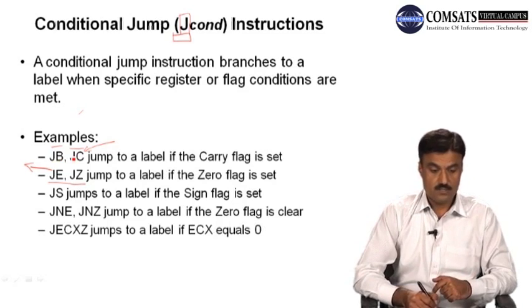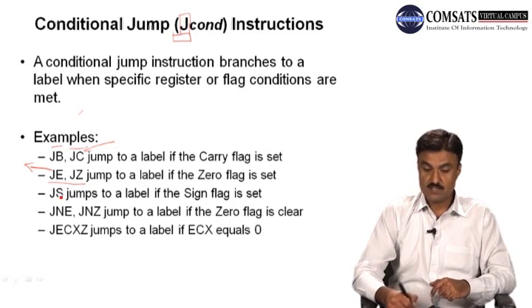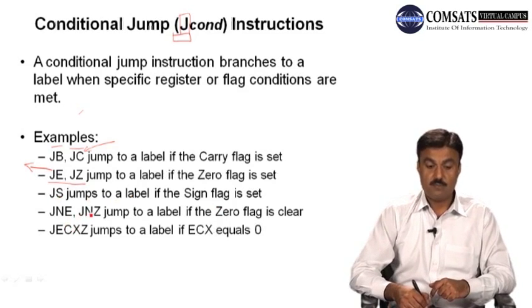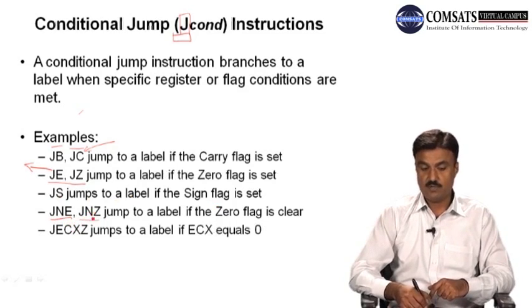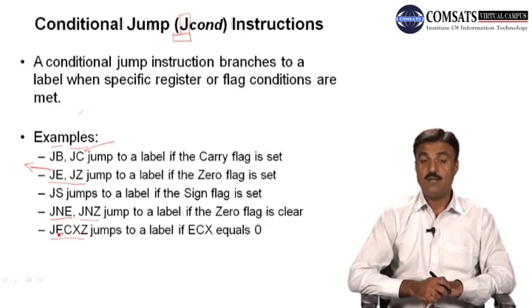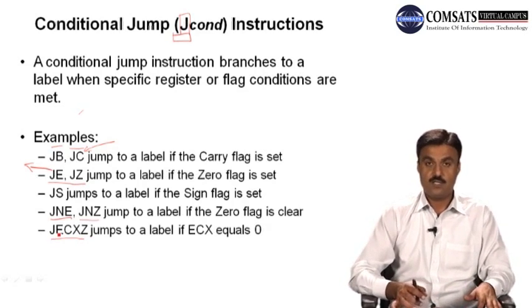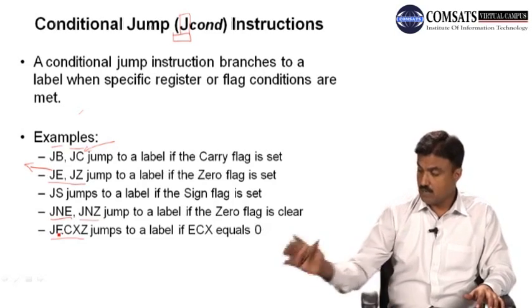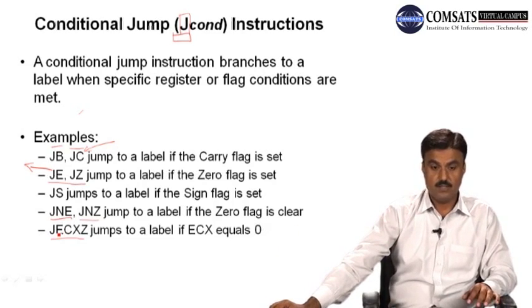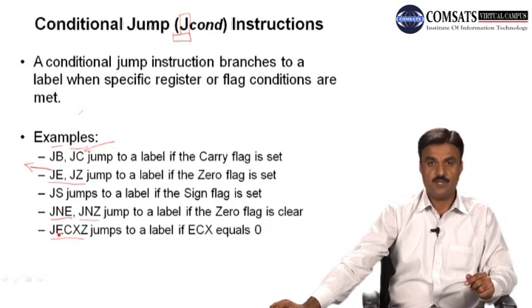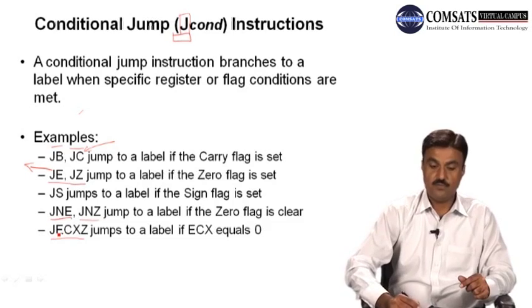So jump below and jump carry are the same. Instead of jump carry you can use jump below, jump equal, jump when the sign flag is set, jump not equal or jump not zero if two values are not equal, or jump when ECX is equal to zero, that is, when the ECX register contents are zero, and so on. These are some examples. Now we will see all the possible conditional jump instructions.